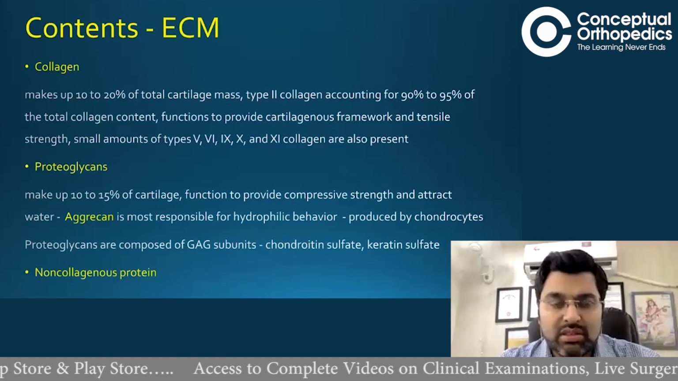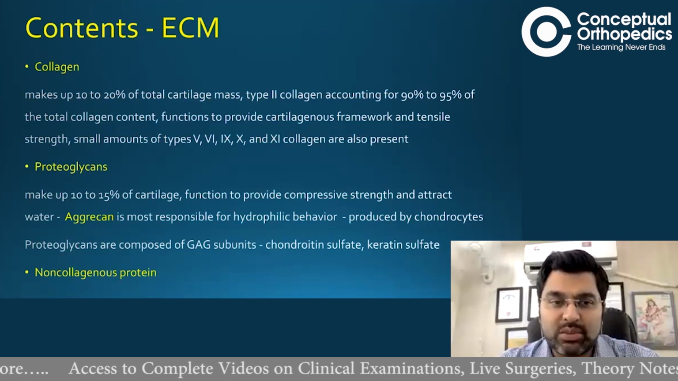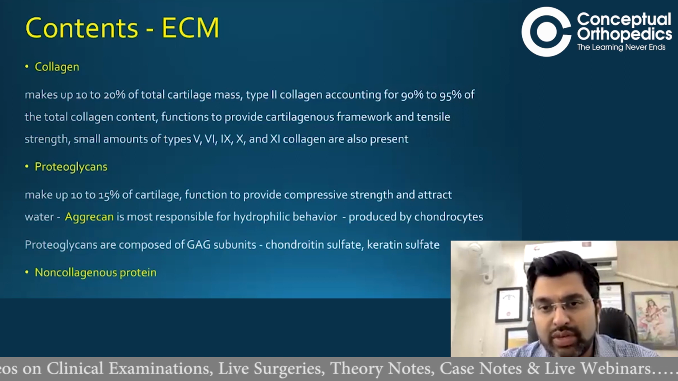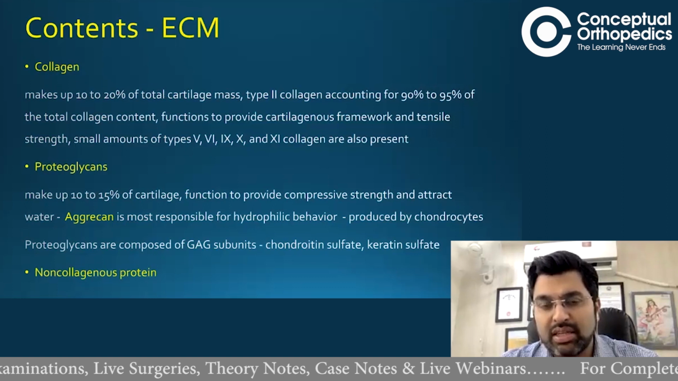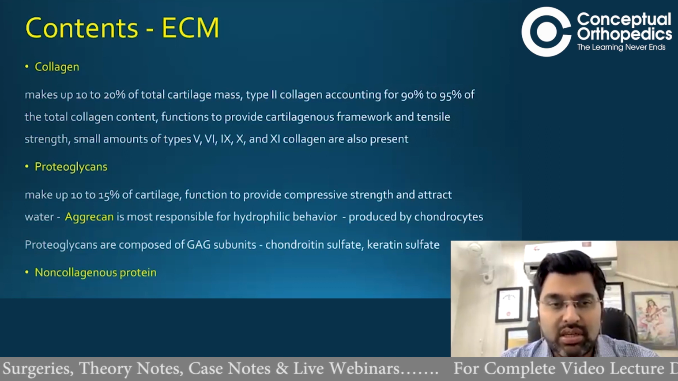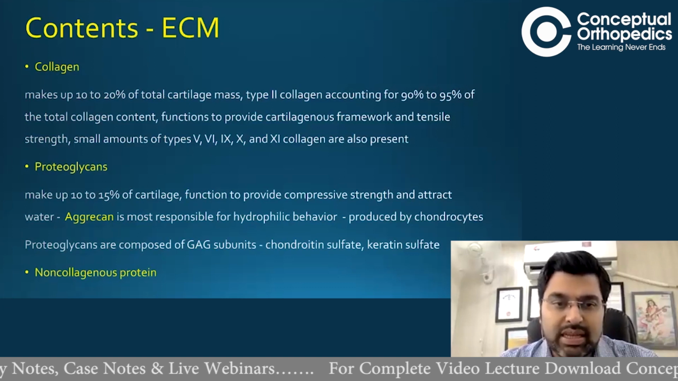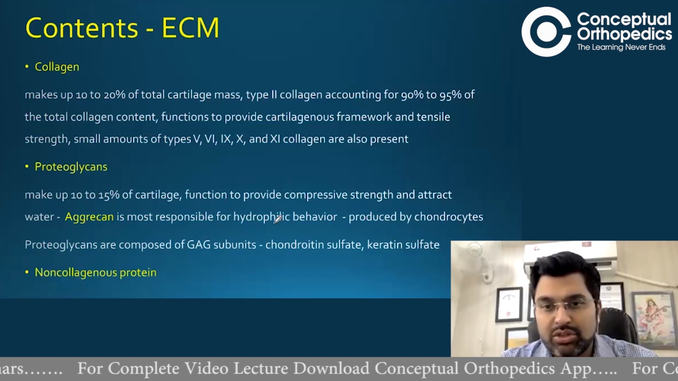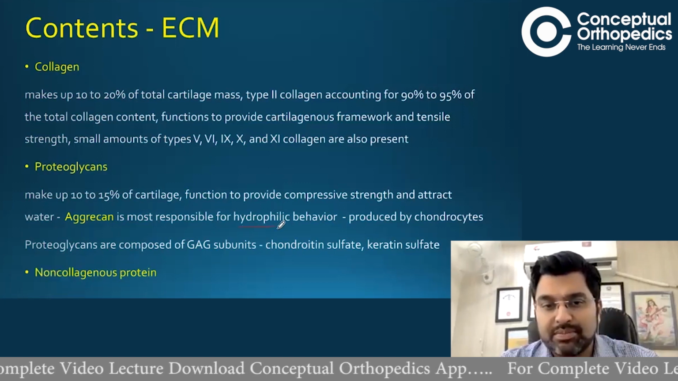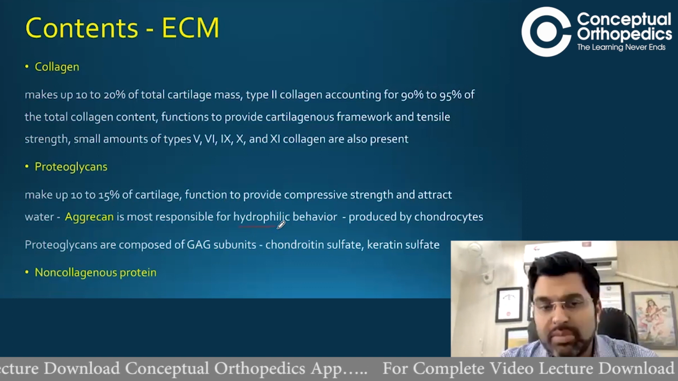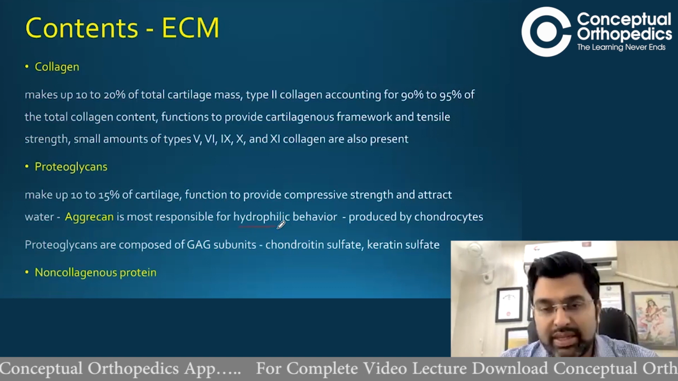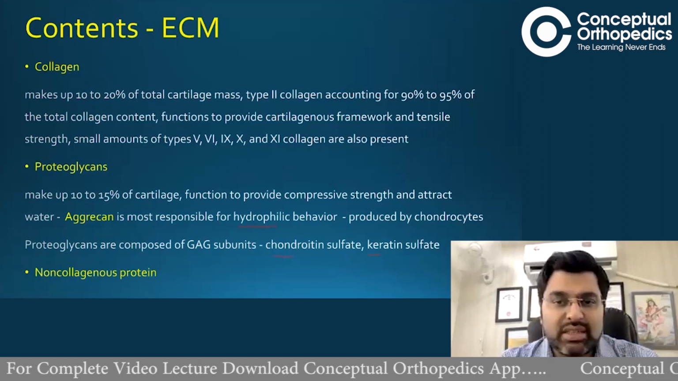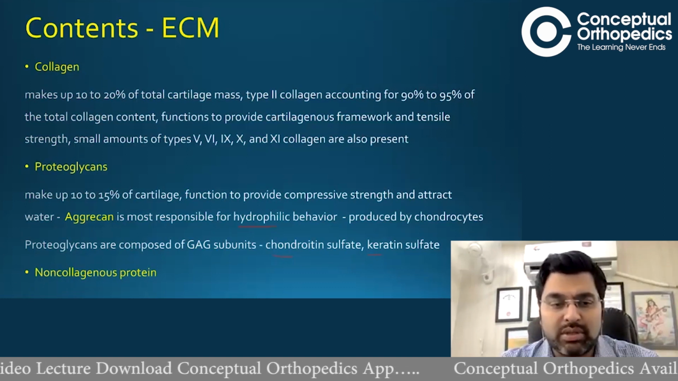Besides collagen, cartilage contains proteoglycans as well, which make up 10 to 15% of cartilage mass. Its function is to provide compressive strength and keep the water intact in the cartilage. The most important proteoglycan is aggrecan, which is responsible for the hydrophilic nature of the proteoglycan. Proteoglycan is mainly made up of glycosaminoglycan units. It can be chondroitin sulfate or keratan sulfate. Besides this, there can be other non-collagenous proteins as well.